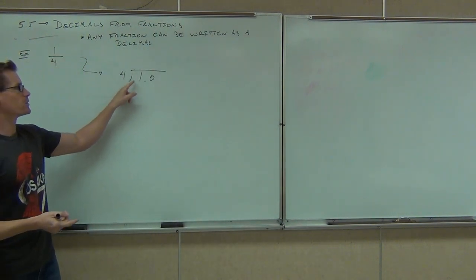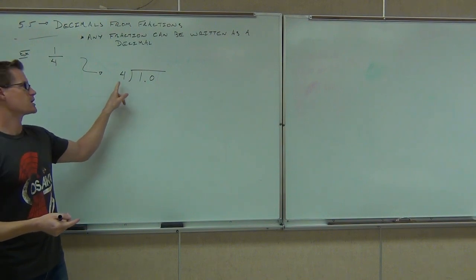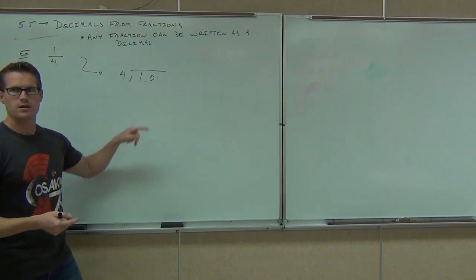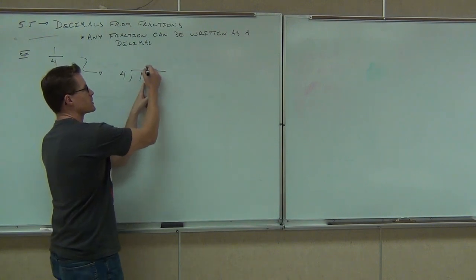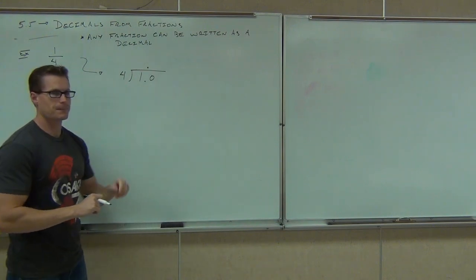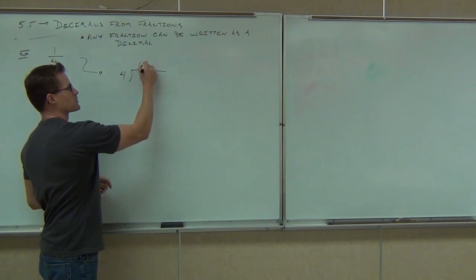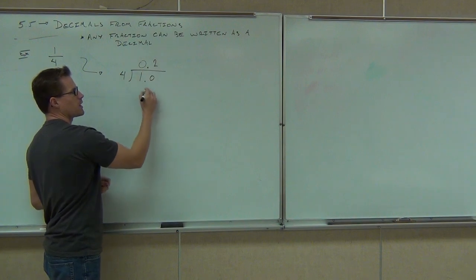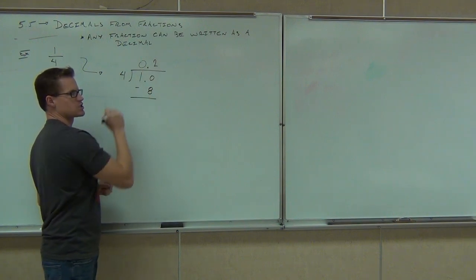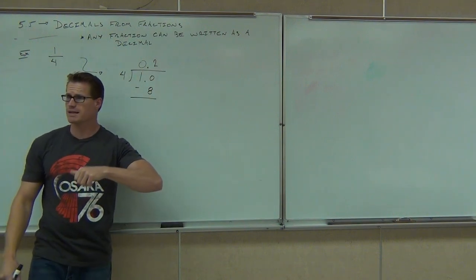How many times does 4 go into 1? No times. How many times does 4 go into 10? Twice. Now, I forgot to do something. What have I forgotten to do? The decimal. As soon as you put this decimal here, you put that decimal there. So it doesn't go into 1, we get a 0. 4 does go into 10 2 times. We multiply, we get 8. This should be old news, we just did this yesterday. When I subtract, how much do I get?